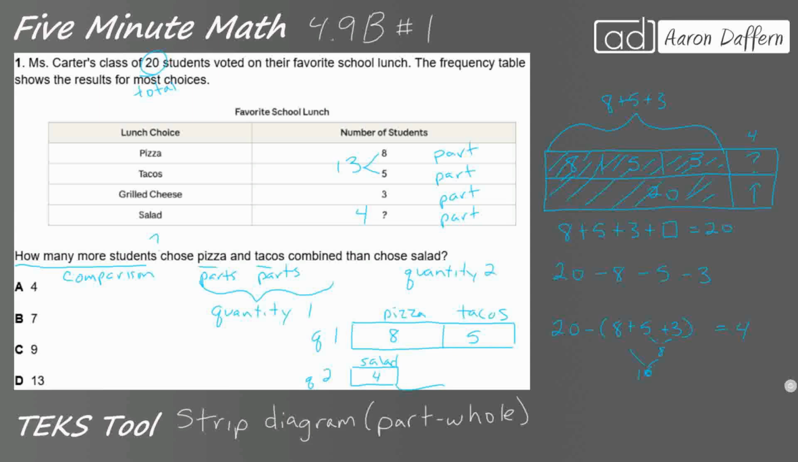And so what I'm trying to find here is what is the difference? This is what I'm looking for. Well, we already know that this is 13. So we've got 13 minus 4. That is 9.